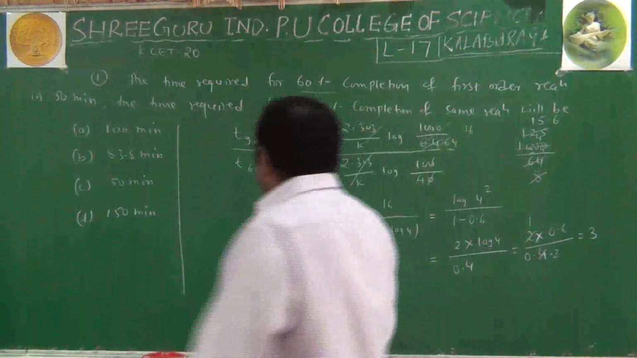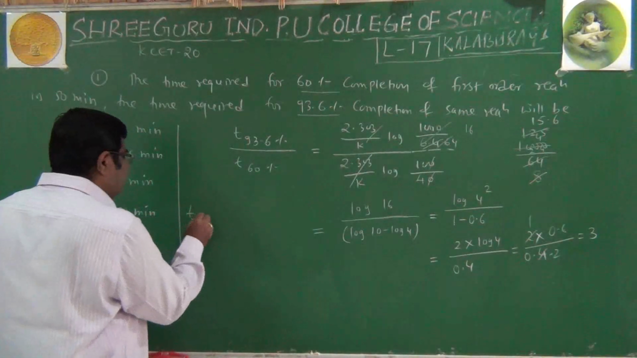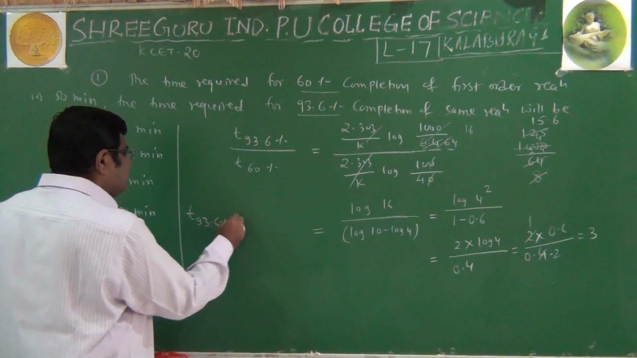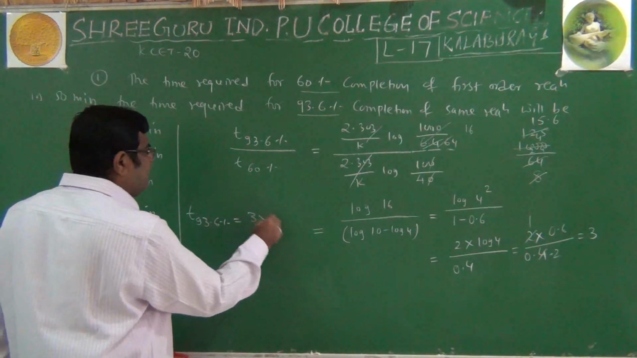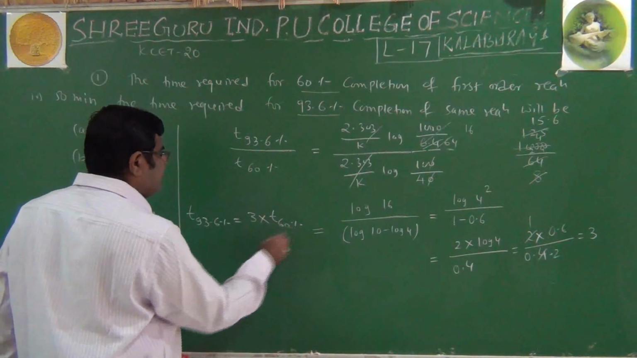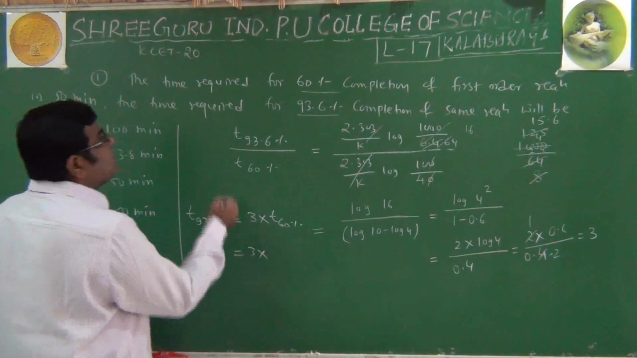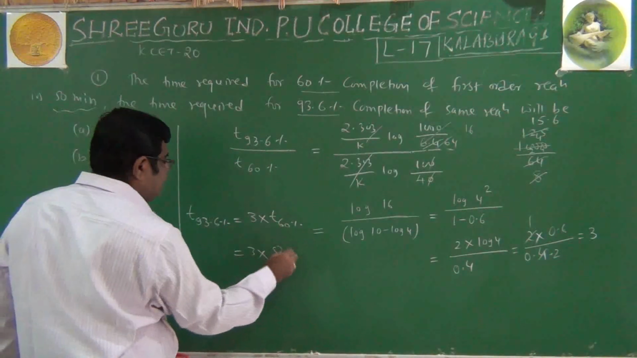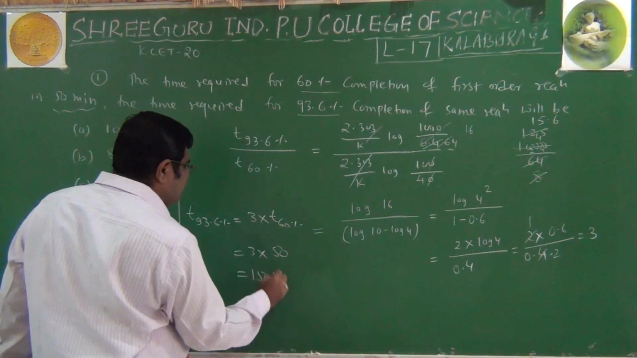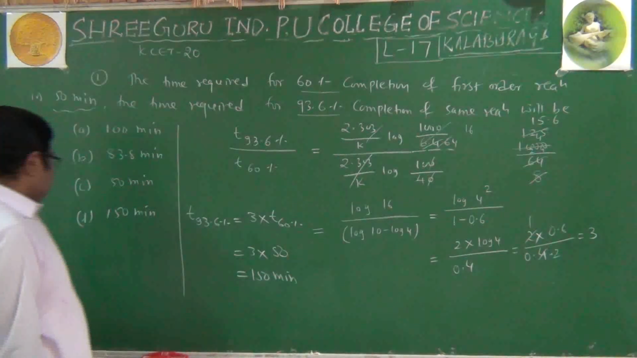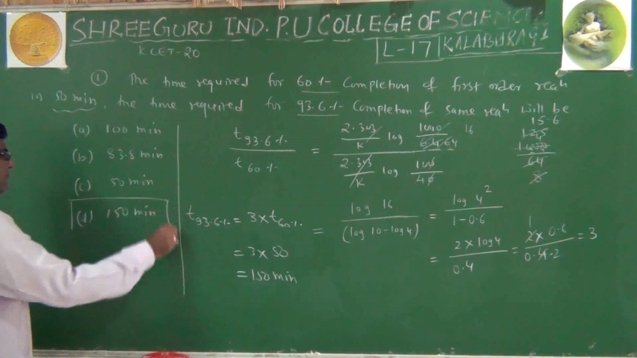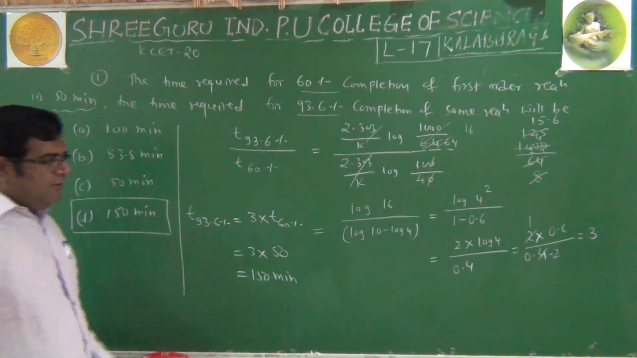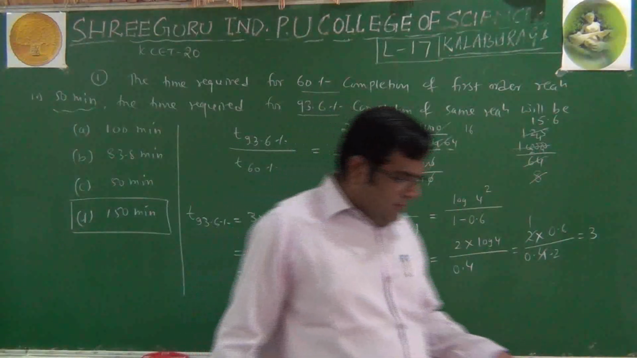Now we can say T 93.6% is equal to 3 times T 60%. T 60% has been clearly given, 50 minutes. So you can write this as 150 minutes. That's why this particular answer would be the correct answer.